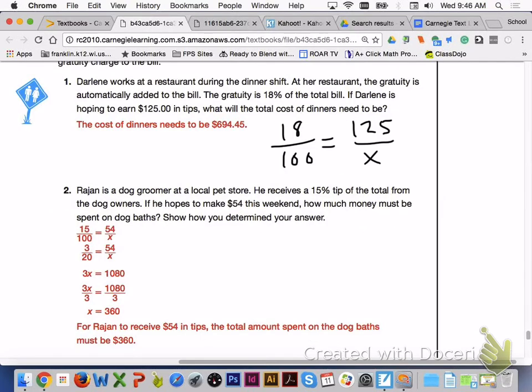For number 1, the cost of dinners needs to be $694.45. I have my proportion set up to the right in order to see how you can correctly answer number 1. And for number 2, for Rajan to receive $54 in tips, the total amount spent on the dog baths must be $360.